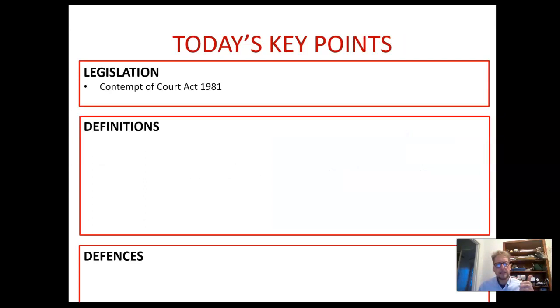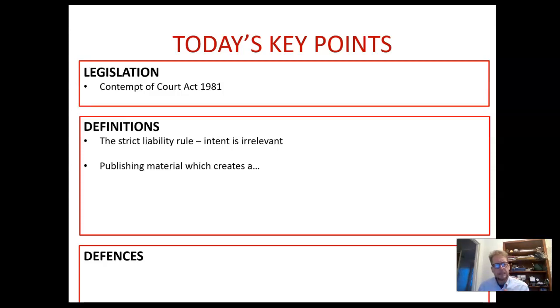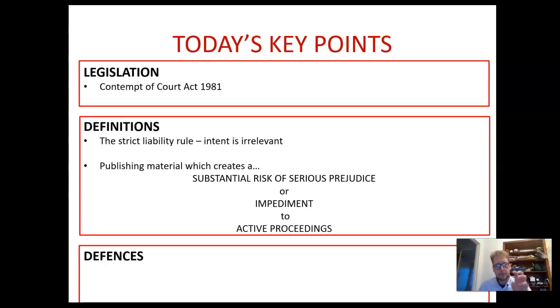So legislation, Contempt of Court Act 1981. Key definition involved in this is the strict liability rule. So your intent is irrelevant under the strict liability rule. And the definition is that it's publishing material which creates a substantial risk of serious prejudice or impediment to active proceedings. So that's the really important definition. You must commit that one to memory.